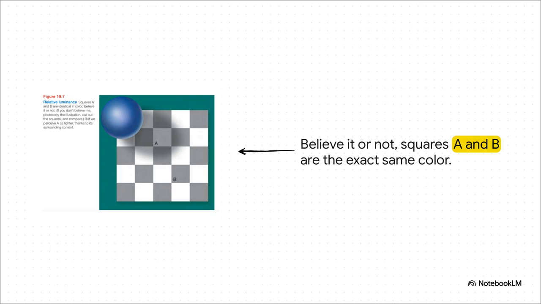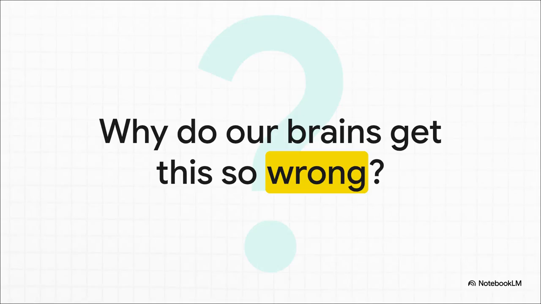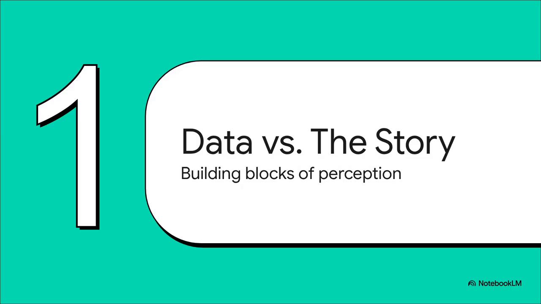Your brain is. And that leads us to the big question for today. Why? Why do our brains get this so spectacularly wrong? Well, to figure that out, we first need to understand how we see things in the first place. It all comes down to the huge difference between the raw data that floods into our eyes and the story our brain decides to tell us about that data.